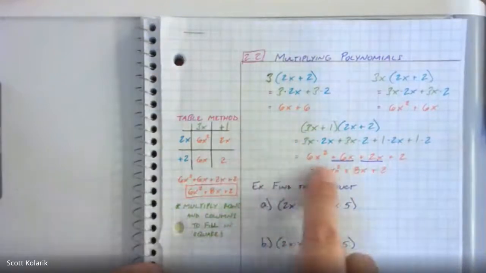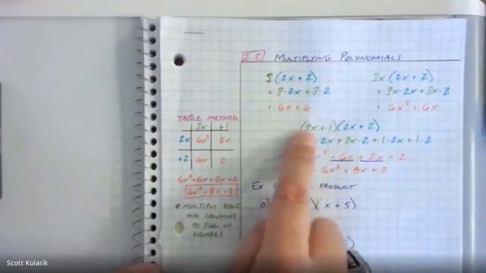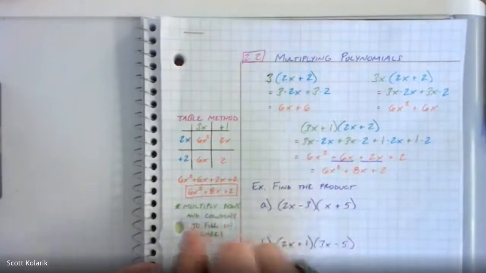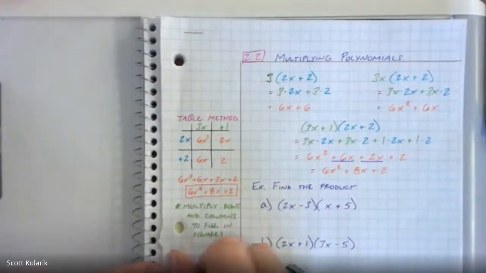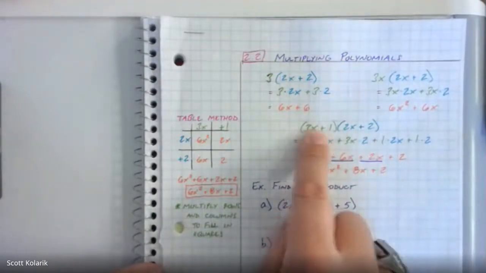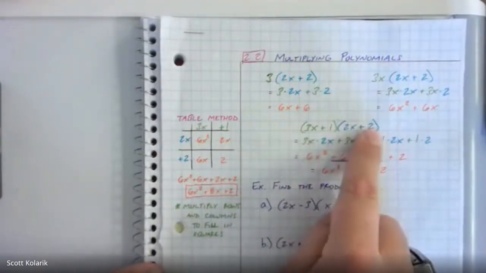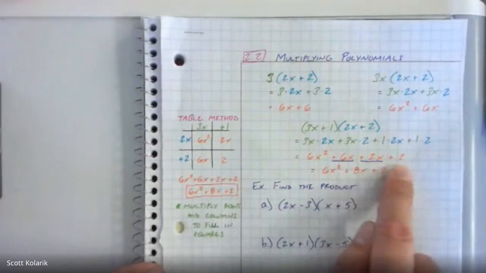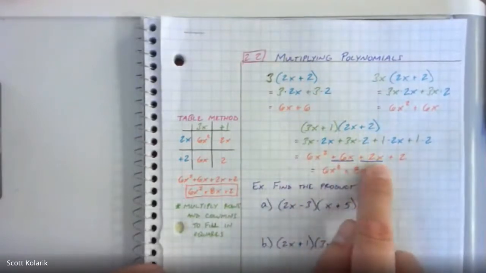Okay? It's just a little bit longer than before because I had more than one object I had to distribute through multiplication into the next parentheses. So I had 3x times 2x and then 3x times 2. And then just move over, positive 1 times 2x, positive 1 times 2. And that's what I got as a result. 6x squared plus 6x plus 2x plus 2.